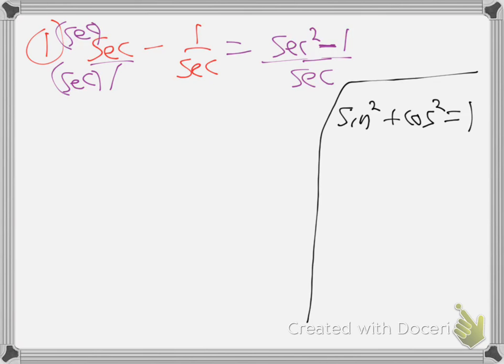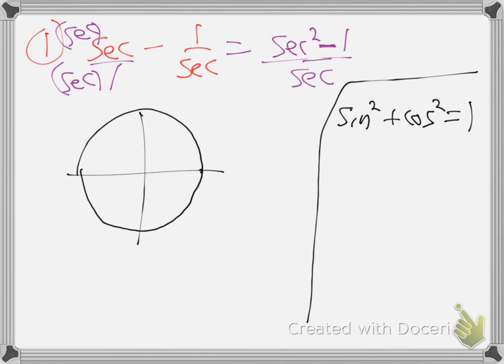Anyway, sine squared plus cosine squared is 1. Why? I don't want any magic here. Why in the world would that be true? It's actually the simplest thing in the world. Think about the unit circle for a minute. Okay, what is the unit circle?